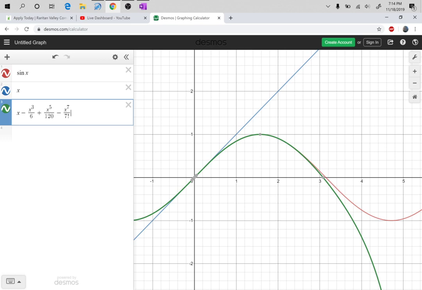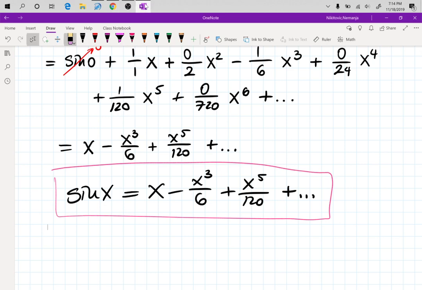So, going back to our lecture, if you dig deeper, you will actually find that it's better, instead of 6 and 120, to put 3 factorial, 5 factorial, and then 7 factorial, 9 factorial, with a sign going plus, minus, plus, minus, plus, minus, plus, minus.